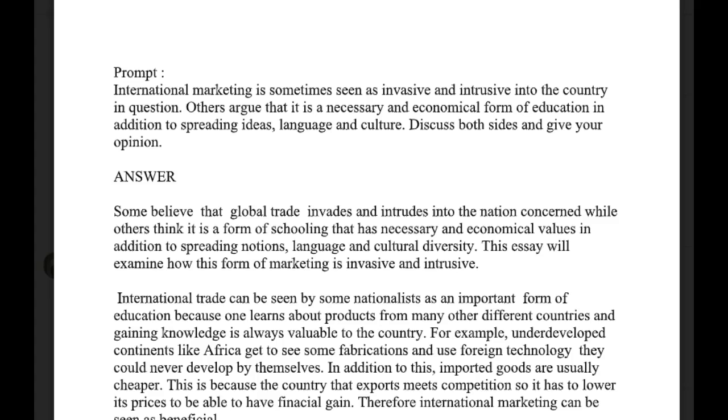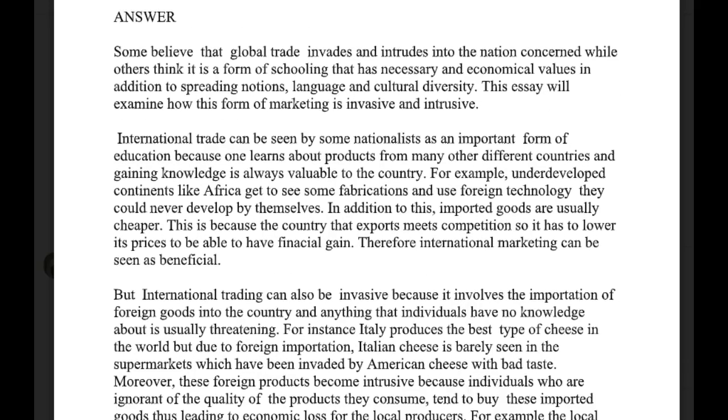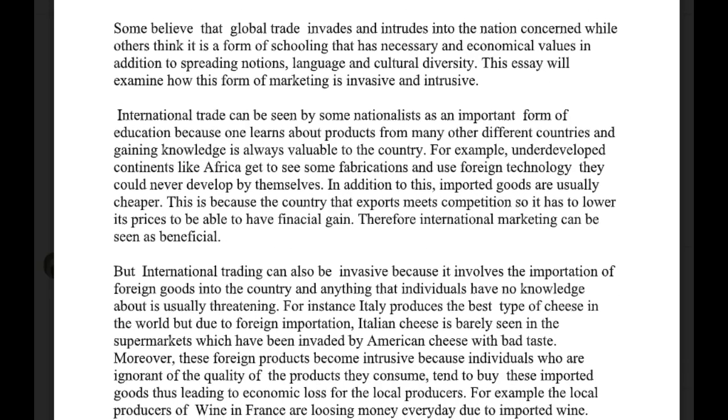The topic is international marketing. Let's see what you said. "Some believe that global trade invades and intrudes into the nation concerned, while others think it is a form of schooling that has necessary and economical values in addition to spreading notions, language, and cultural diversity. This essay will examine how this form of marketing is invasive and intrusive."